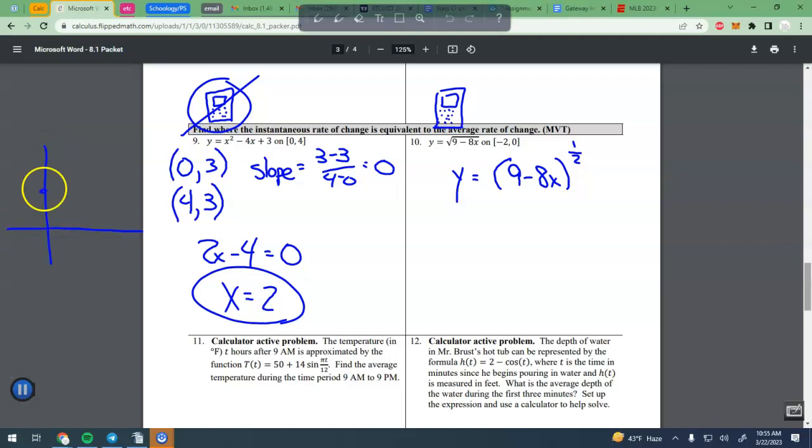So it's like 0, 3, 4, 3. So your parabola must go like this, and then at 2, we match the slope. So this must be 2, 0. It's right in between. Wait, it doesn't have to be 0. It's 2, something.